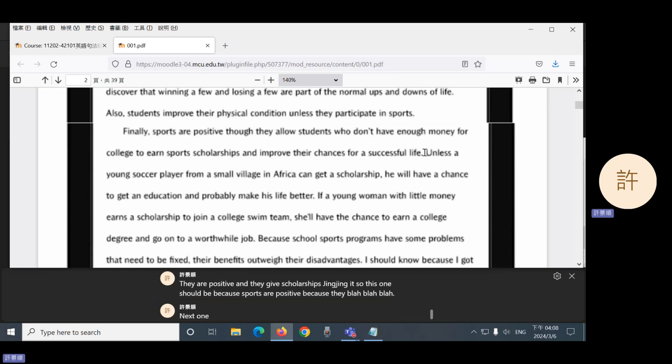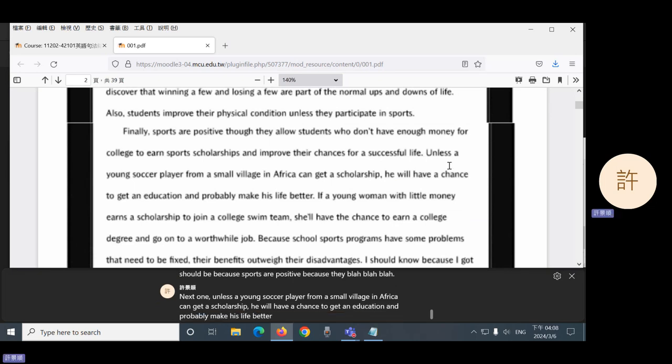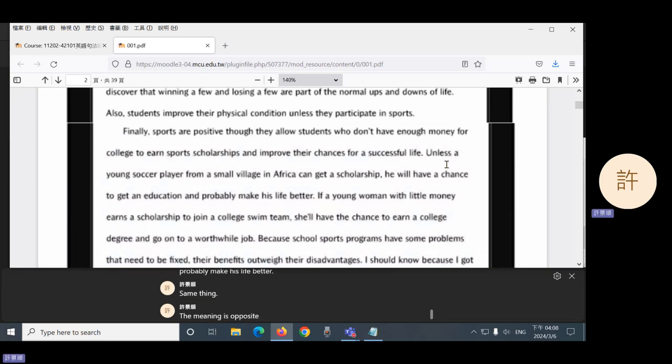Next one. Unless a young soccer player from a small village in Africa can get a scholarship, he will have a chance to get an education and probably make his life better. Same thing. The meaning is opposite. This one should be when. When this young African soccer player gets a scholarship, he will have a chance to improve his life.